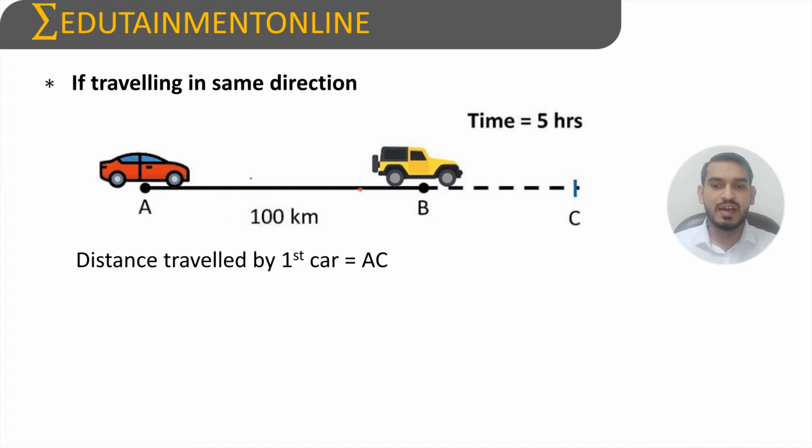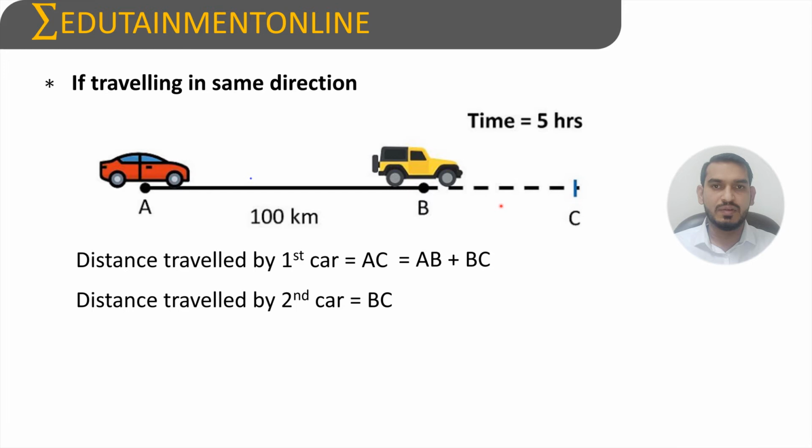Now the distance traveled by the first car is AC. So AC is equal to AB plus BC. Now the distance traveled by the second car: the second car started from B and reached C. So the distance traveled by the second car is BC.